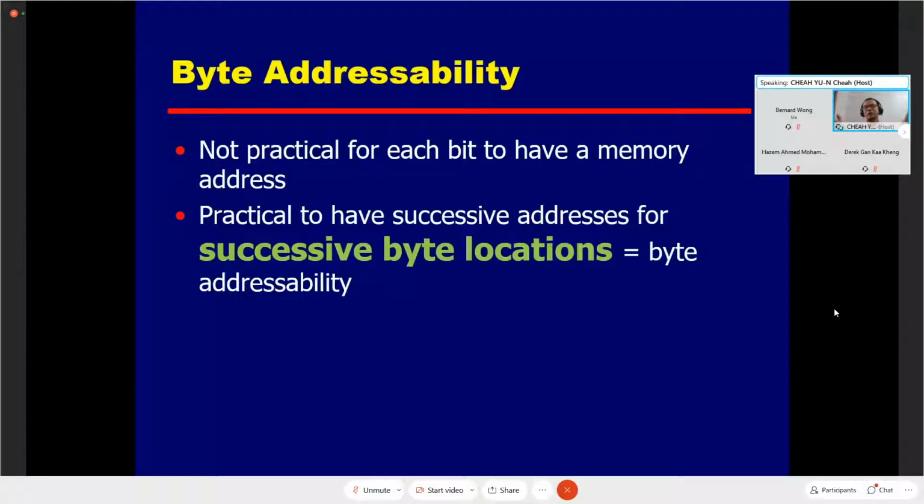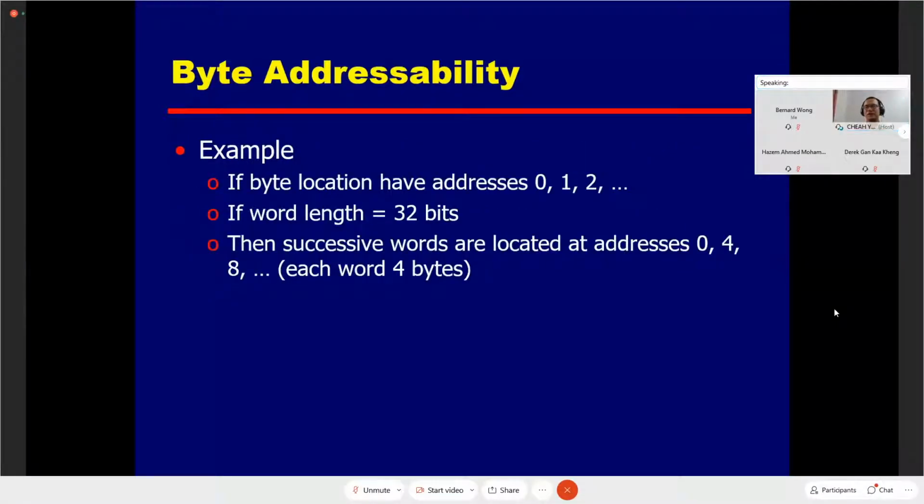So usually it's practical to have a successive address for successive byte locations. So if you have 4 bytes, then each byte will have a successive address, so 0, 1, 2, 3 like that. Then the next word will have 4, 5, 6, 7. So each byte will have an address. I just gave you the example already.